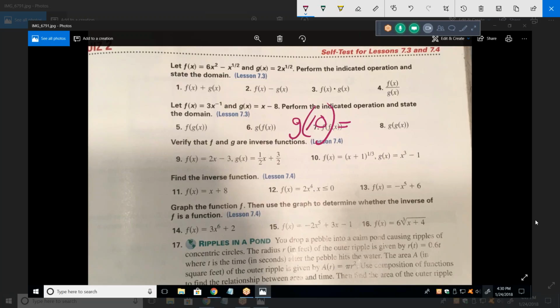30? What'd you do? Wait. You're putting it in the wrong function. You've got to put it into this function. This is the g function. The other one is the f function. So what is it? 10 minus 8? Correct, which is 2. So you put in whatever's in the parentheses into that function, the g function, not the f function.